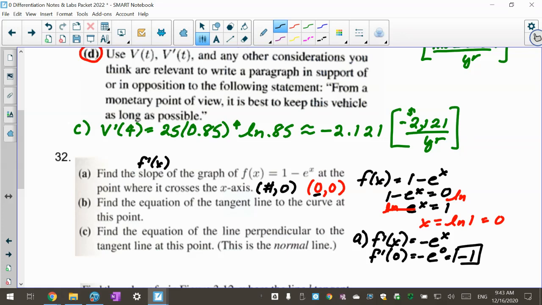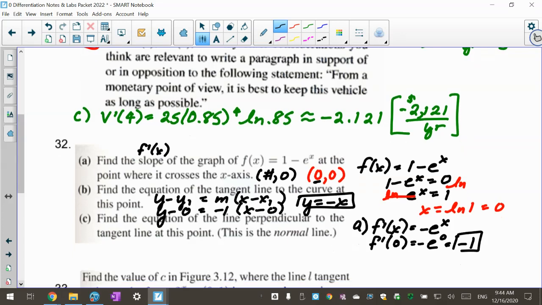It says, find the equation of the tangent line. Well, that's always fun. I love doing the equation of the tangent line. So I do y minus y1 equals m times x minus x1. I'm going to plug in the point (0, 0), because that's what they gave us in this spot and this spot, and I'm going to plug in negative 1 here. So I have y minus 0 equals negative 1 times x minus 0. When I get all done here, I find that y equals negative x is my equation of the tangent line.